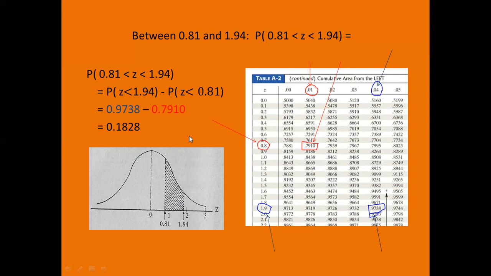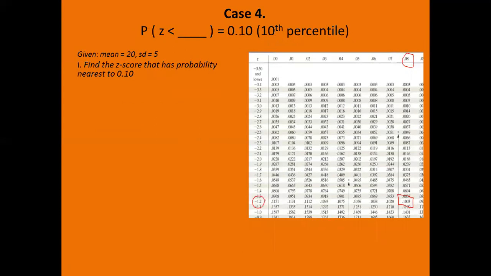Okay? Okay, let's go to the next case. This time, given po yung probability, pero hindi natin alam yung standard score. So we look for the standard score na may probability na 0.10. Or in short, we're looking for the 10th percentile. Okay, pag sinabi natin 10th percentile, 10% of the area is below or equal to that value. Okay, how do we determine your standard score? Kasi this time, baliktad na. Okay, so ang sabi dito, ang first step, we find the z-score that has probability nearest to 0.10.